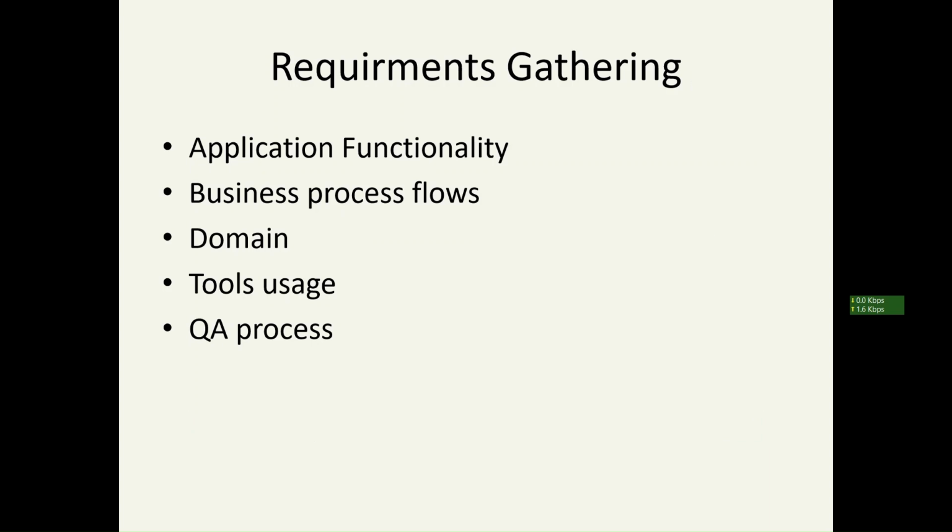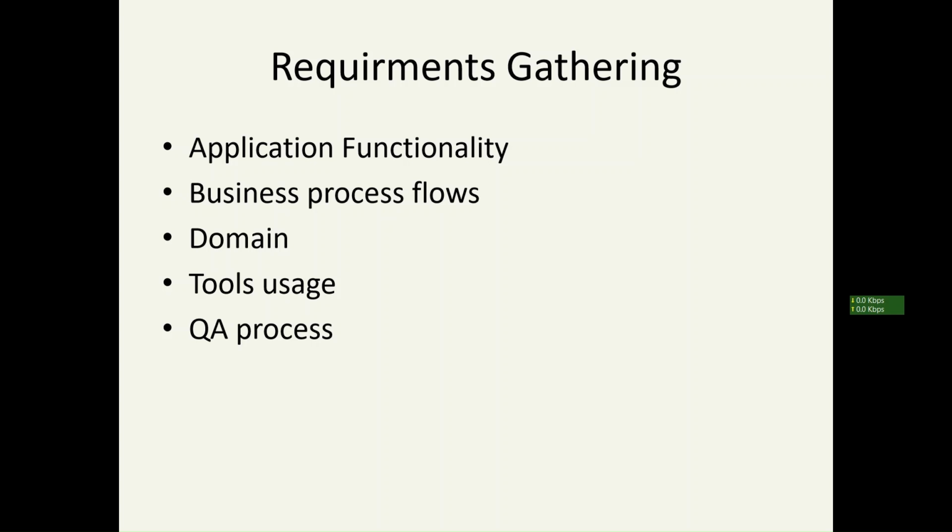Next, what are the things you will gather during requirements gathering? First is application functionality. Next is business process flows. Then the domain knowledge, then the tools usage and the QA process. First you'll gather information about the functionality of the application, what functionality you are going to work on. For example, card functionality, payment gateway, withdrawal, debit card, credit card, net banking, UPI. So what are the functions you are going to use in that application?